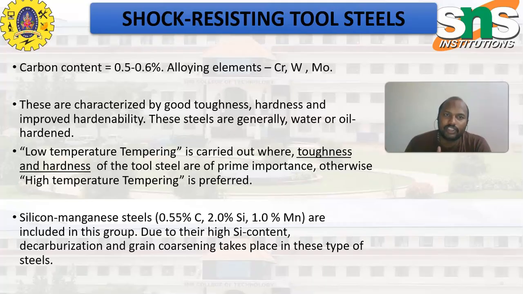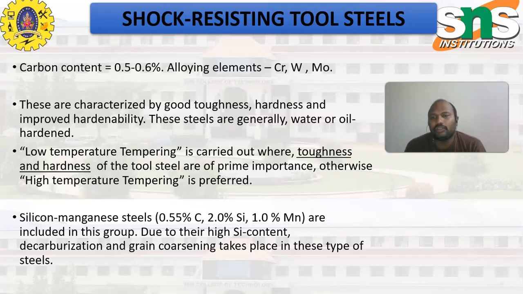Okay, the first one is shock resistance tool steel. As the name implies, this particular tool steel is made so that toughness and hardness, these two properties, are of prime importance for this shock resistance tool steel. Here, the first one is the carbon content.